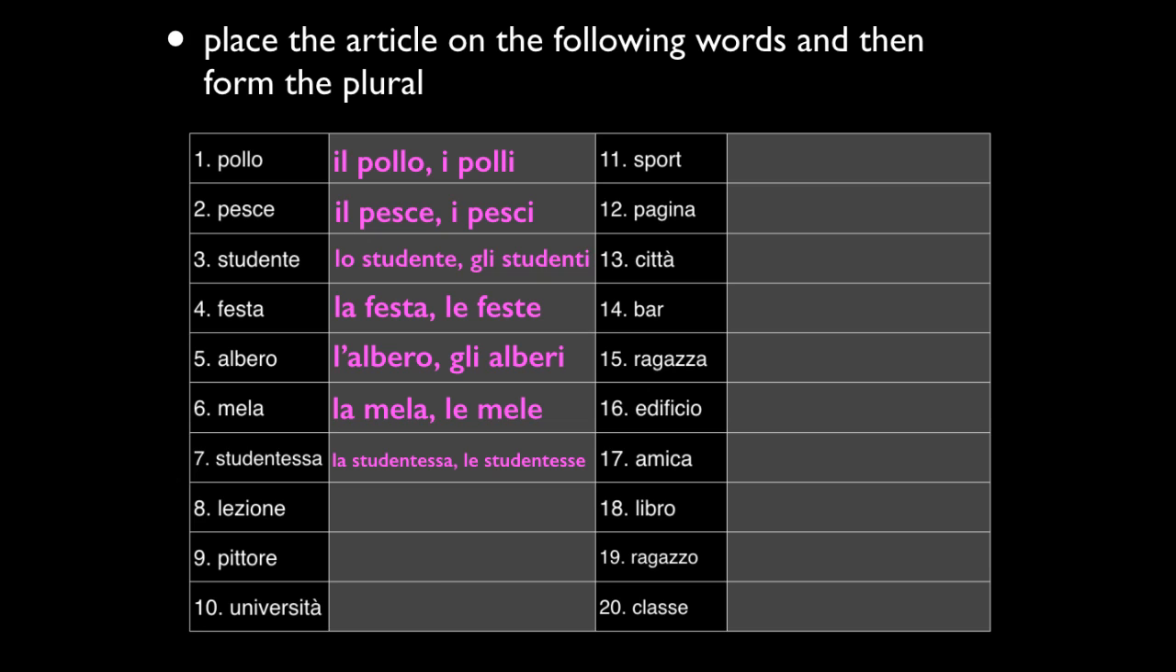8, lezione, this is a feminine word. Remember that zione words, Z-I-O-N-E, are feminine in nature, so you have la lezione and le lezioni, and of course the words that start off in the singular that end in E become plural by changing the E to an I. Same thing here, but this one's masculine. Usually in number 9 it's il pittore and i pittori. So when you have the ore words, those that end in O-R-E, they're usually masculine in nature.